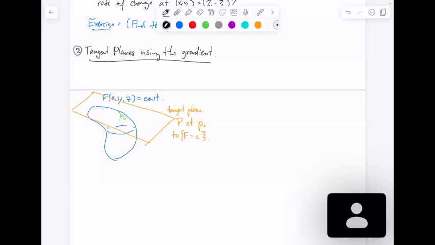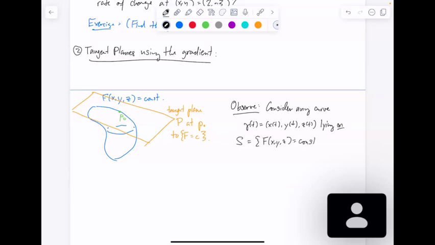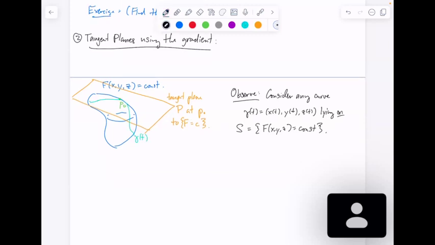So observe the following: what does it mean to be tangent to this? Well, consider any curve gamma of t, a parameterized curve, parameterized by x(t), y(t), z(t), lying on the surface. Here's your surface defined by this function, and let's say the curve goes through this point P0, so gamma at 0 is exactly P0.